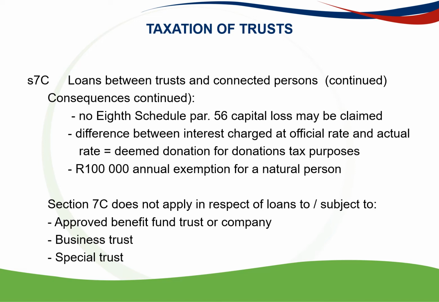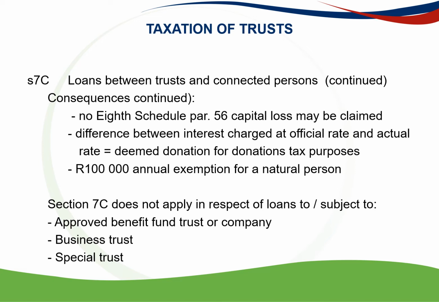So say the loan was 3 million rand, and the official rate's 5%, and there was no interest charged. So at the official rate, the interest would be 150,000 rand, which will be subject to donations tax. And if it's a natural person, there's that 100,000 rand annual exemption. So the taxable portion for donations tax will be 150,000 minus 100,000 equals 50,000. And that would normally be at 20%, so that will be your donations tax, 10,000 rand.